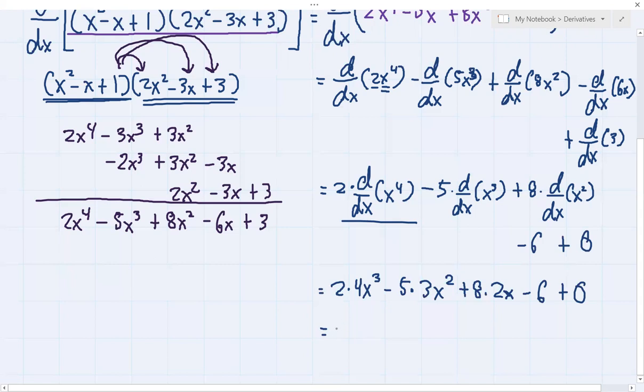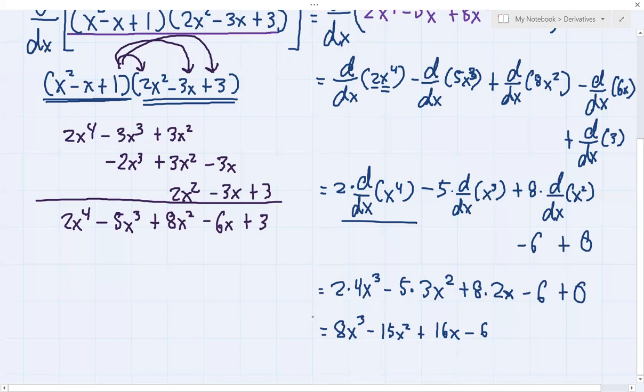2 times 8 magiging, 2 times 4x cubed pala. So magiging 8x cubed. Tapos negative 5 times 3x squared magiging negative 15x squared. Then next, 8 times 2x magiging 16x. Tapos negative 6 plus 0. I-combine natin si negative 6 plus 0, we will have negative 6.